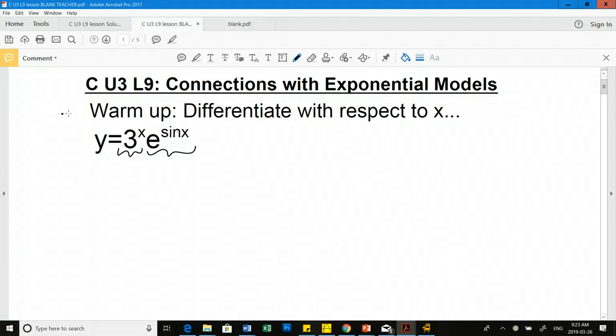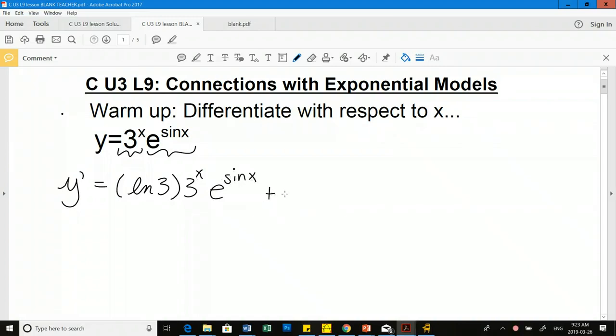All right, so we're going to do derivative of the first here. What's the derivative of 3 to the x? Ln 3 times 3 to the x. So that's derivative of the first times the second, plus the first exactly as we see it, so 3 to the x, times the derivative of the second.